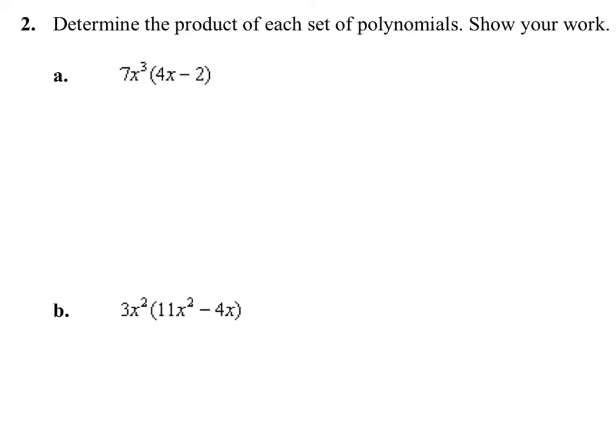So I have 7x to the 3rd times 4x. Well, 7 times 4, that's 28. And then x to the 3rd times x to the 1st. Remember, there's a 1 here, even though you don't see it. That would be x to the 4th.